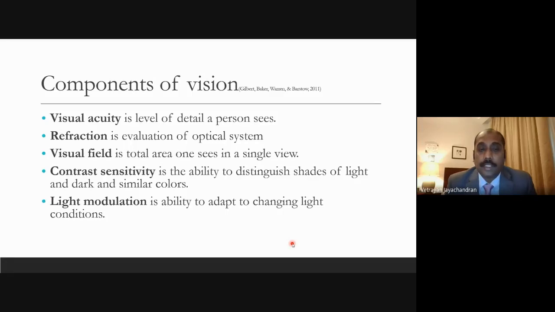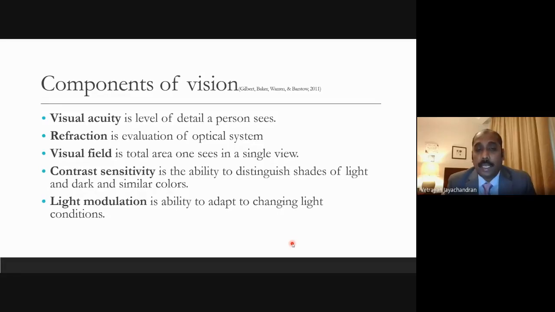Next is contrast sensitivity. It is the ability to distinguish different shades, like light color and dark contrast, present in similar colors. For example, if they show you blue and blue, you can see the difference between the two blues. If you have this ability, then your contrast sensitivity is good. Suppose you have difficulty differentiating two types of colors or contrast, then it means you have some contrast sensitivity problems.